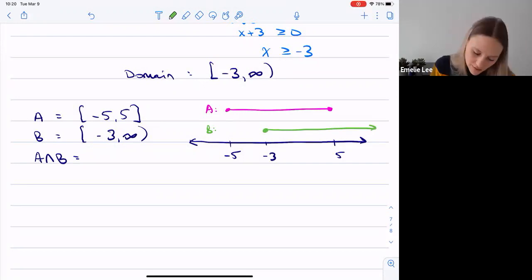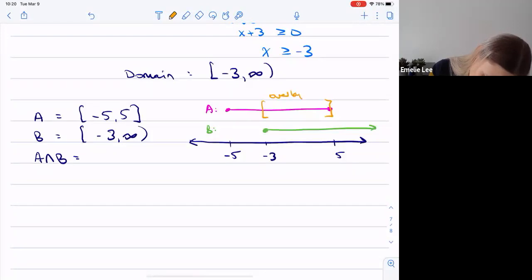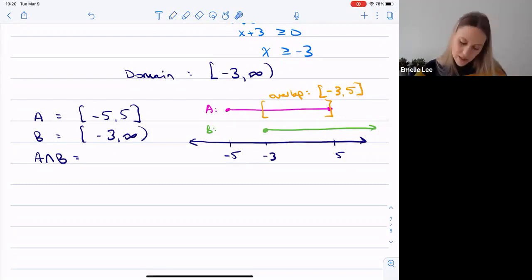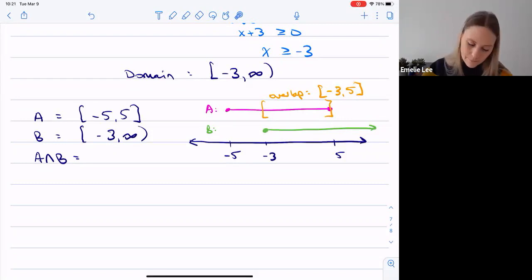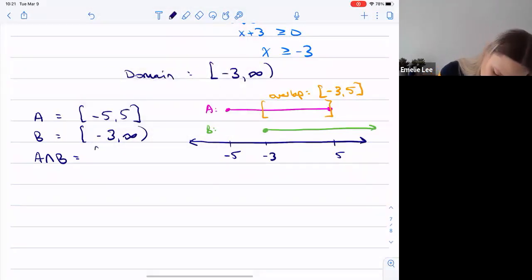So the overlap here is from -3 to +5. Overlap is from -3 to +5, right? You're just looking, hey, where is this overlapping? And it's including both of those endpoints. So the domain for the first three of these combined functions is going to be from -3 to 5. Okay? So then A and B is -3 to +5.